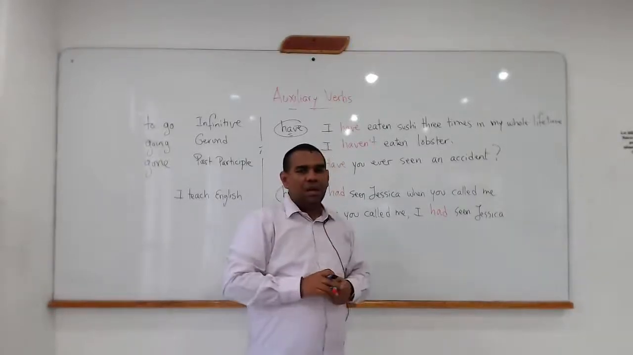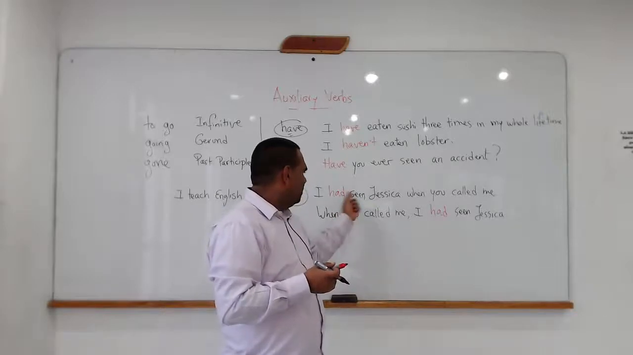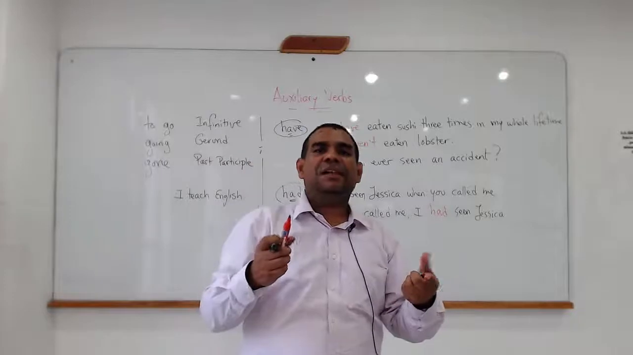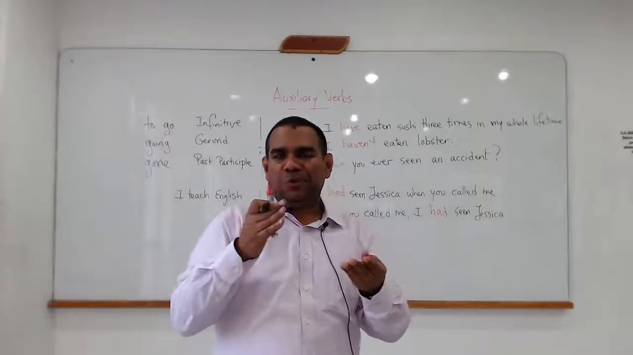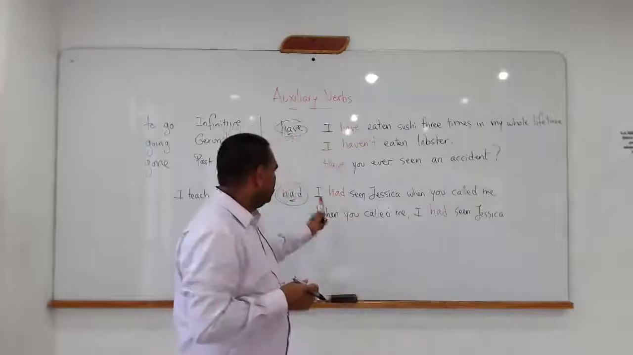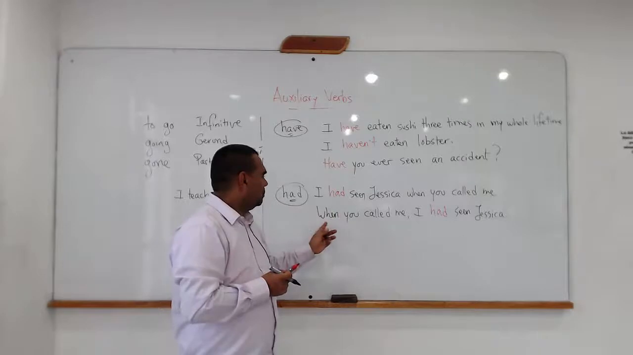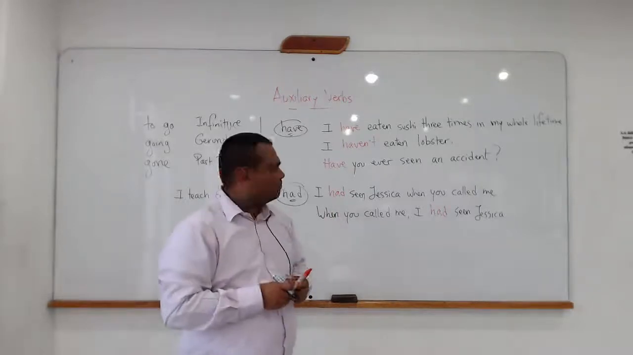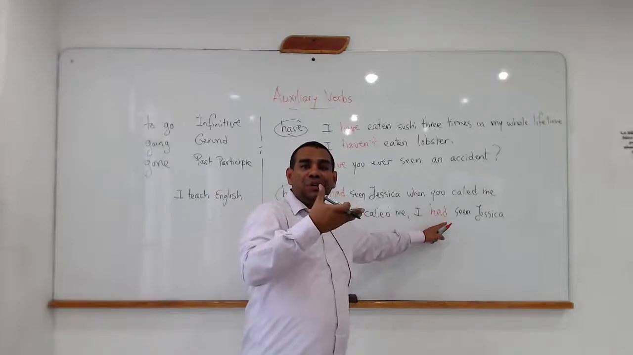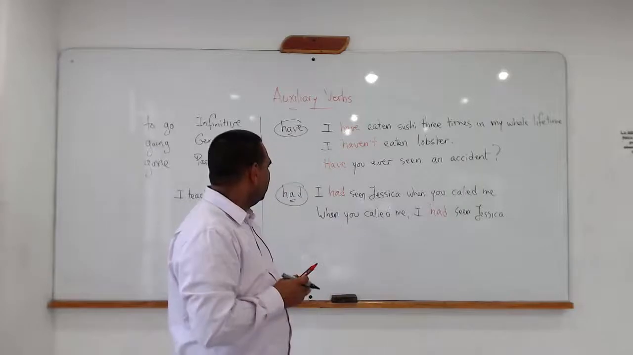Okay, I'm not going to give an example. You already know that. But remember, this conjugation can also be in a negative form and it can also be in questions. It can also take place in the context of asking questions in English, okay? But this is mainly and essentially the order. I had seen Jessica when you called me, or when you called me, I had seen Jessica. An action in the past happening before another action in the past, okay? This is the case of auxiliary verbs.